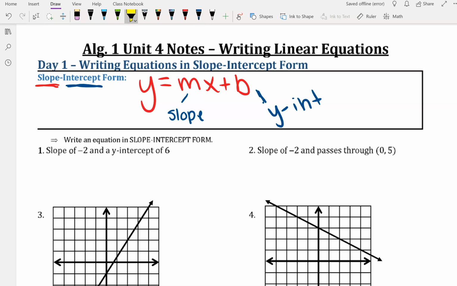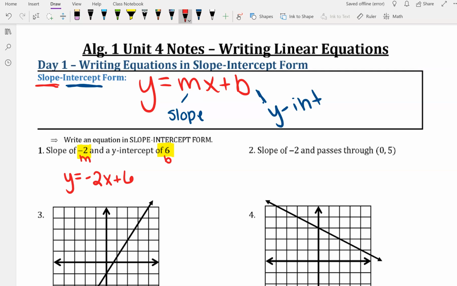On this first one, they give us the slope. They give us the y-intercept. Remember, slope is your m and y-intercept is your b. So we can write this in y equals mx plus b. We just replace the m with the -2. x plus b gets replaced with the 6.